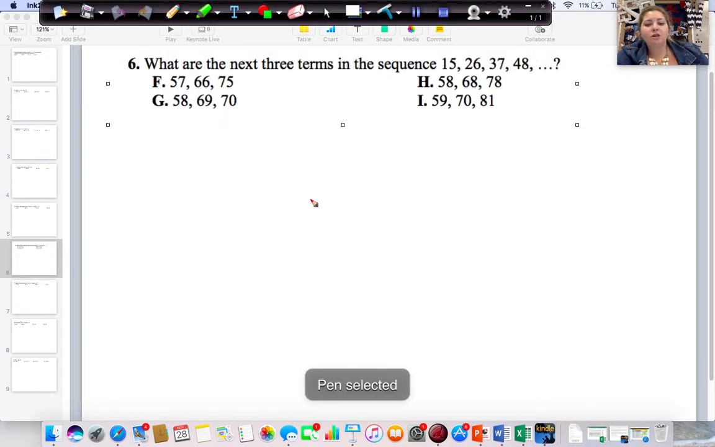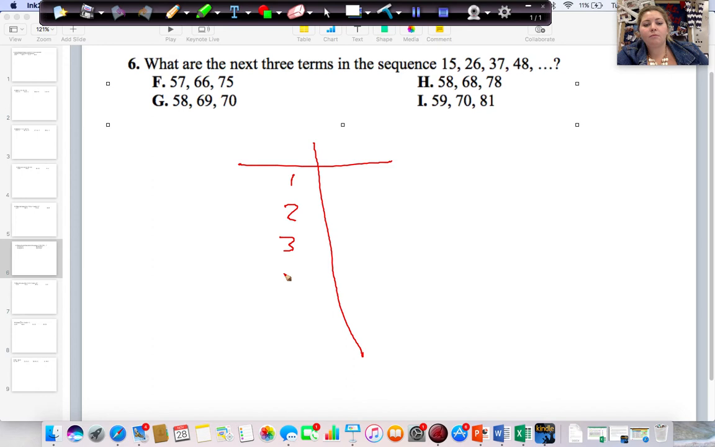Okay, what are the next 3 terms? I told you guys to write it like this because this is how you'll see it in 8th grade. Okay, so it gives you the first 4 terms: 15, 26, 37, 48, and you have to find these next 3 terms over here. To do that, you can figure out what you are adding each time. So 15 to 26, we are adding 11. 26 to 37, we are adding 11. 37 to 48, we are adding 11.